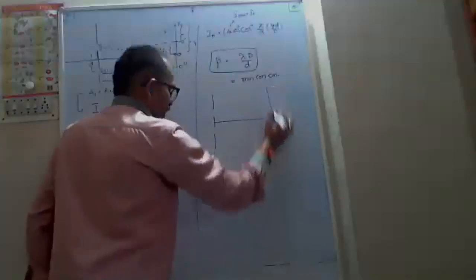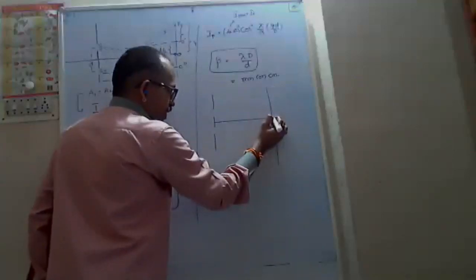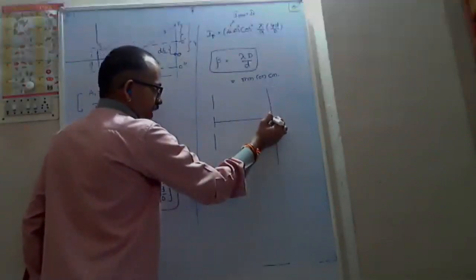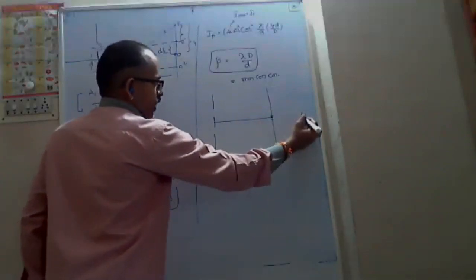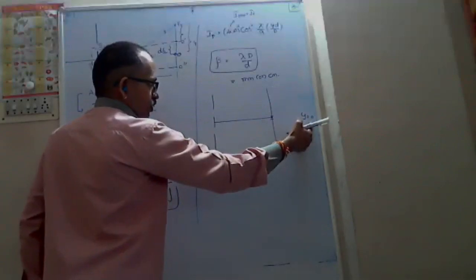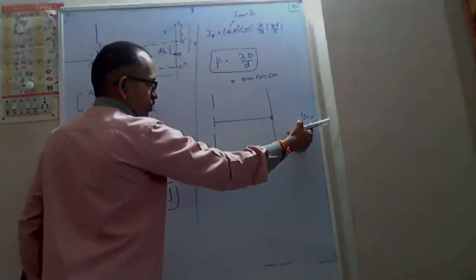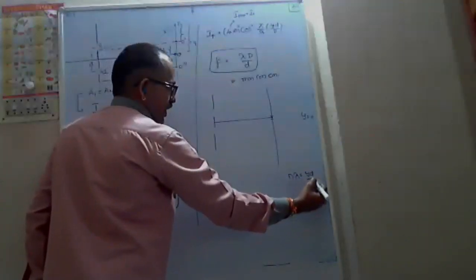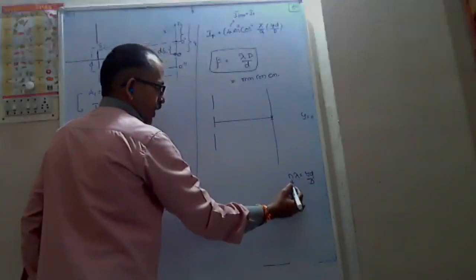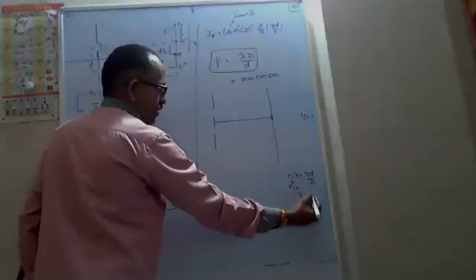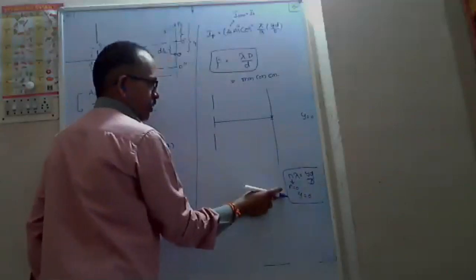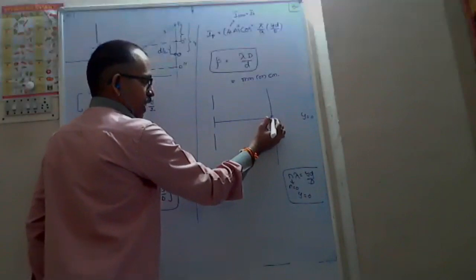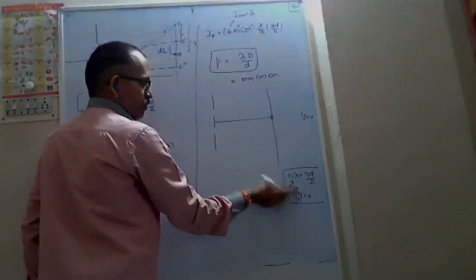Suppose on the screen the central fringe is formed here. That central fringe is at y equals 0. Actually we got n lambda equals yd by D. By putting n equals 0, you got y equals 0. Do you remember? Yes, sir. That is called the central fringe, that is, the 0th fringe.